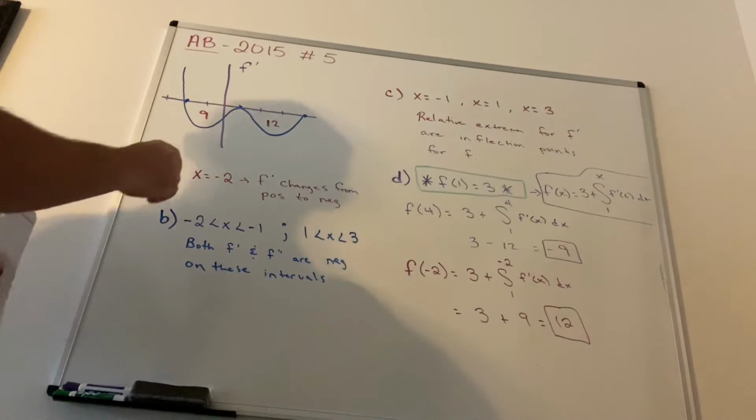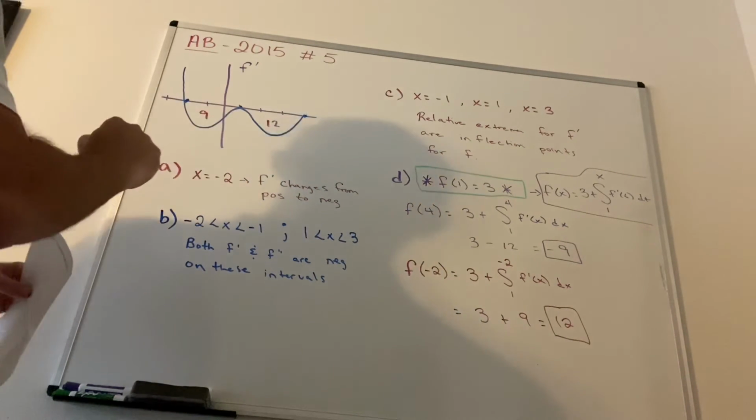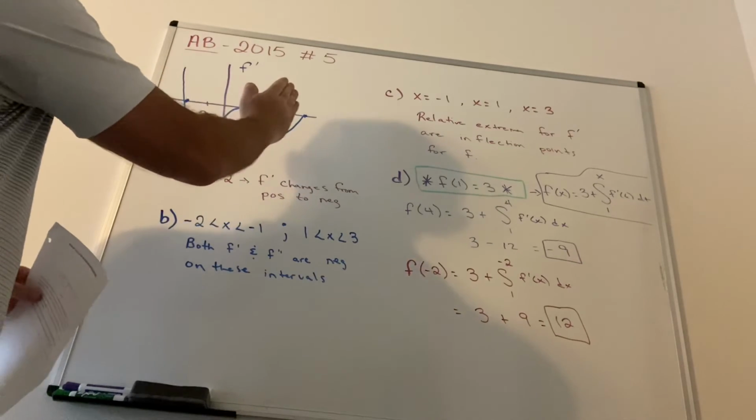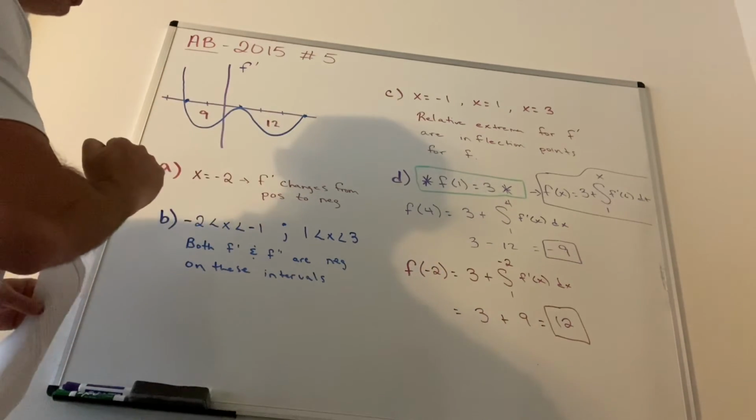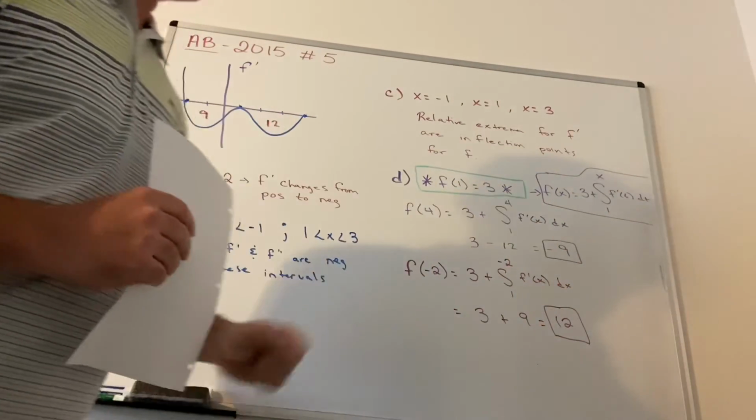And you're told that the area between 1 and 4 is 12 units. Now, that's to the right and below of my starting point. So it counts negative. So 3 minus 12 is -9.